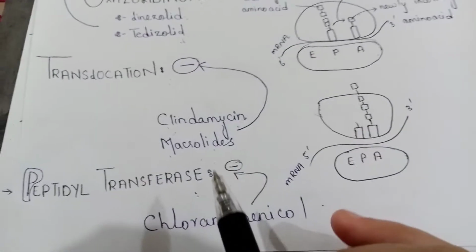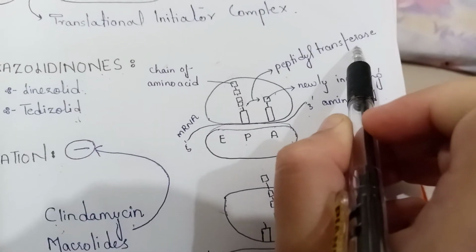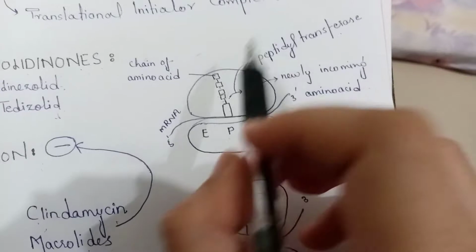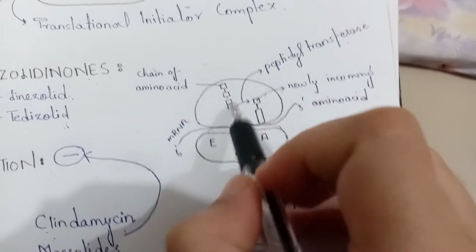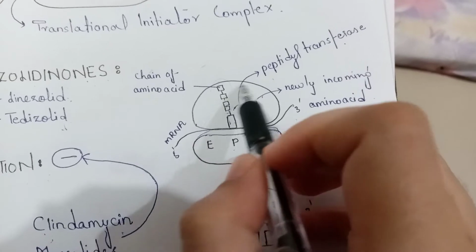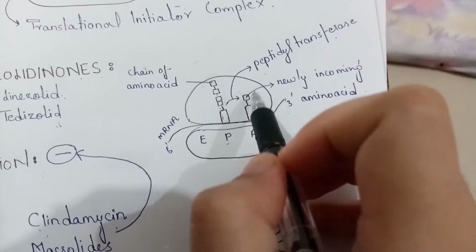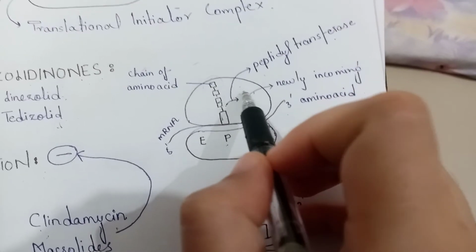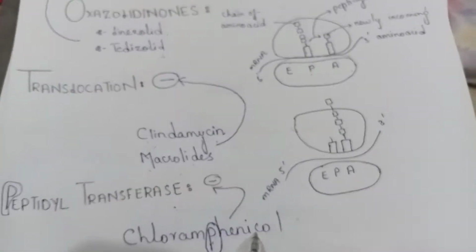Okay, now moving onwards, we have an enzyme called peptidyl transferase. What is peptidyl transferase? Peptidyl transferase is an enzyme, and it shifts the chain of amino acids from the first tRNA at the P site to the other tRNA, forming a polypeptide chain, and it binds the two amino acids, forming a peptide bond. So the drug chloramphenicol inhibits the peptidyl transferase.